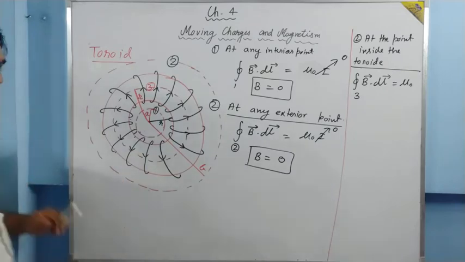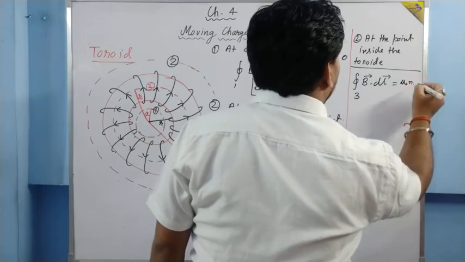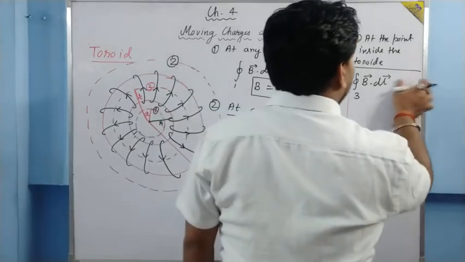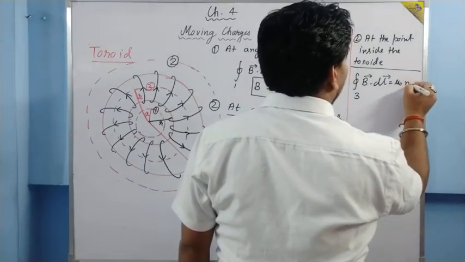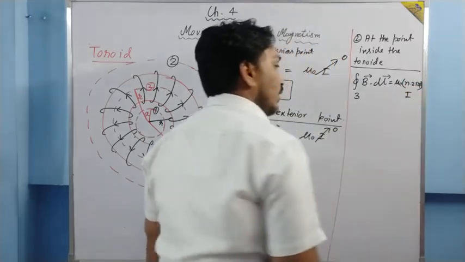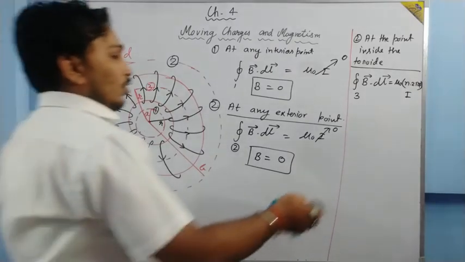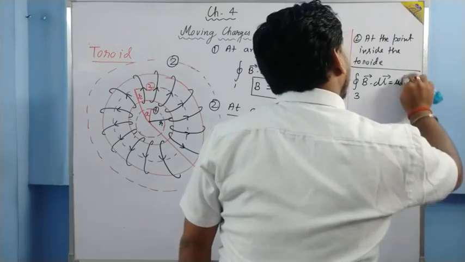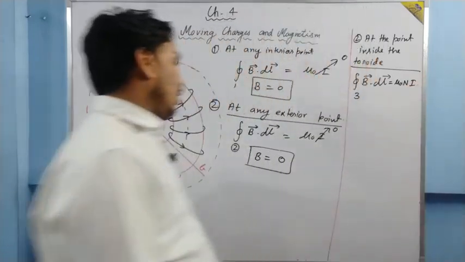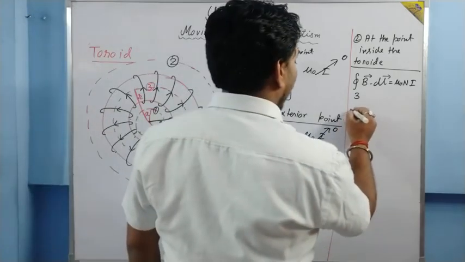If the number of turns is small n, it is going to be mu naught n into, what is the length? Length is 2 pi r. So let us write in this manner, mu naught into n into 2 pi r. This is the number of turns into I. Or let us take the total number of turns capital N, into I. All the turns will be included. Now B will be coming out.